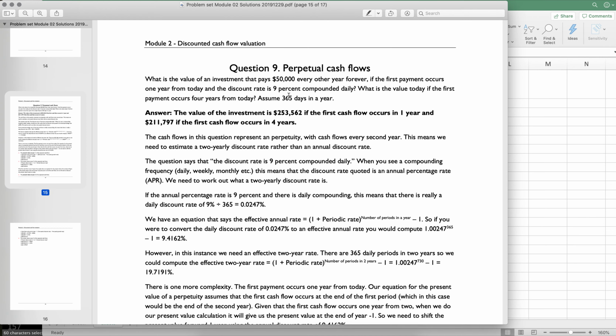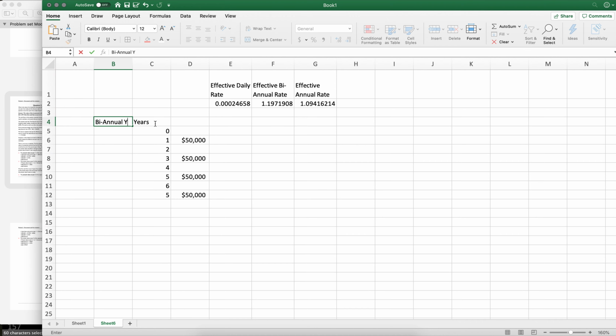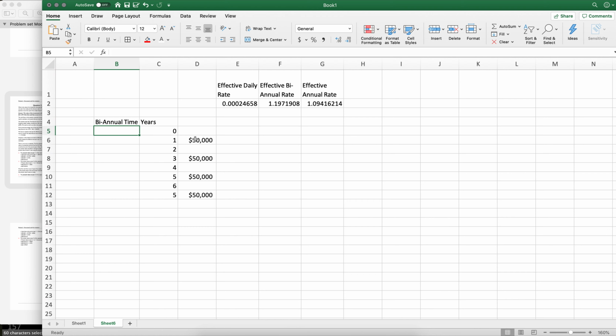So, $50,000 starting 1 year from today. 0, 1, 2, 3, 4, 5. And we get, I'm going to call this years. I'm going to call this biannual time. Okay. You can't really discount it because you can't go on forever.